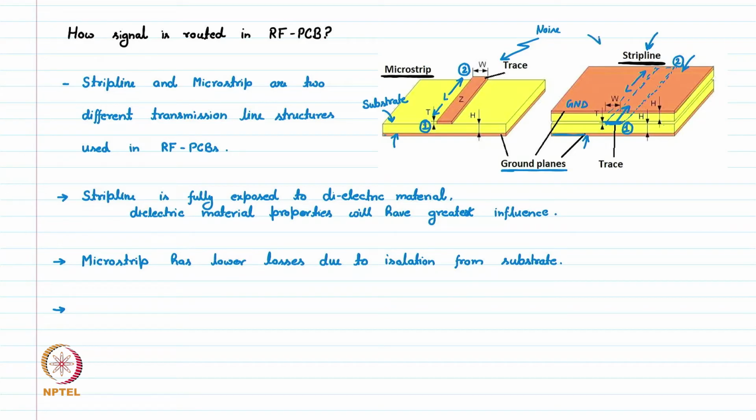The same noise has very little effect on my strip line because this strip line is covered from all the sides by this dielectric material. So, this noise will have less effect on the strip line. So, the strip line has the advantage of providing isolation from RF noise.